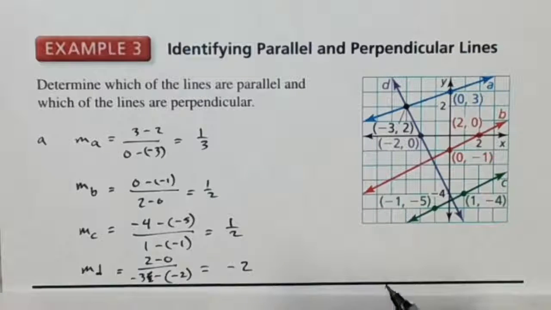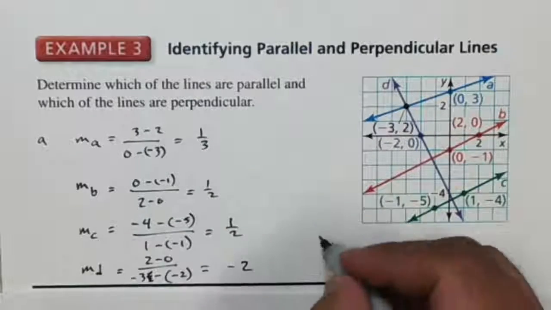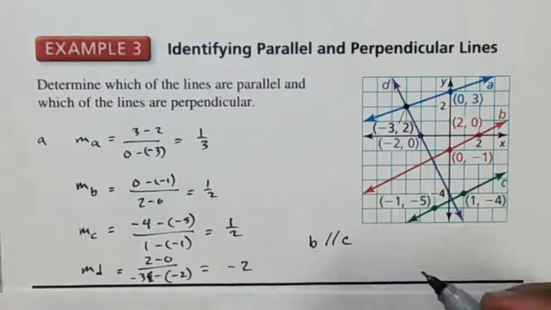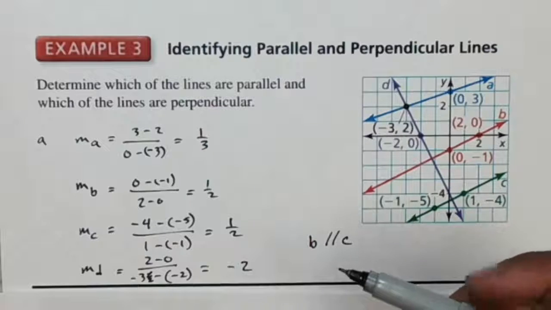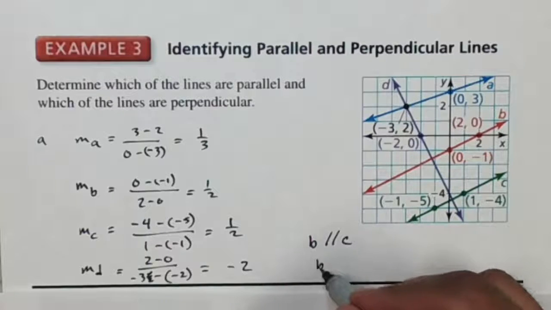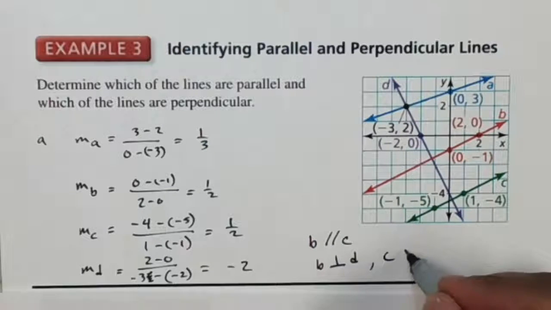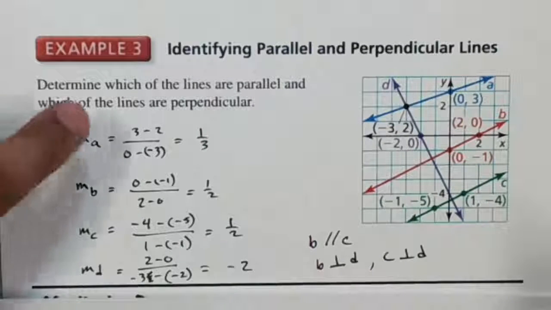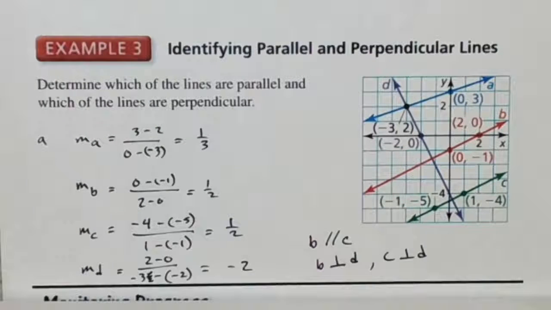Okay? So B and C have the same slope. They both have a slope of 1/2. So that tells me line B is parallel to line C. And I'm looking for opposite reciprocals. So that tells me that B is perpendicular to D, and C would be perpendicular to D as well. Okay, so line A is not parallel or perpendicular to any of the other three lines.